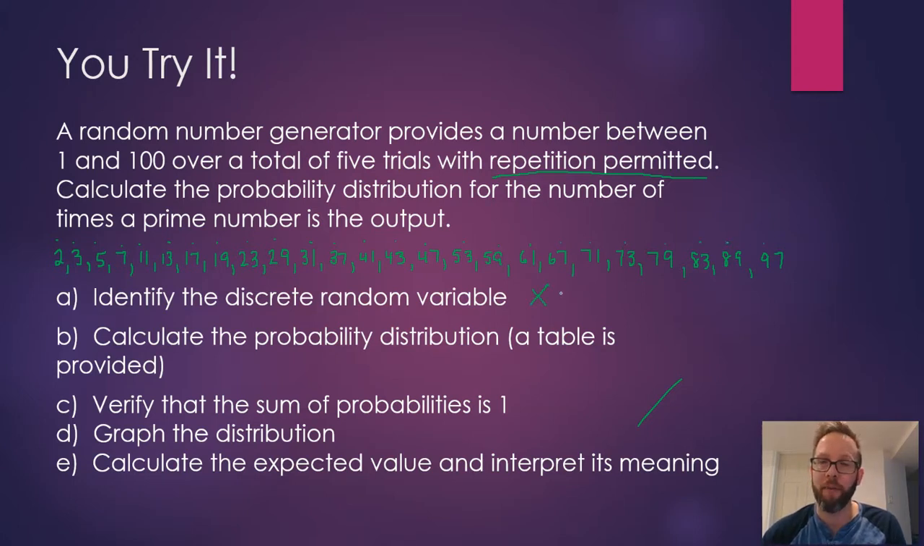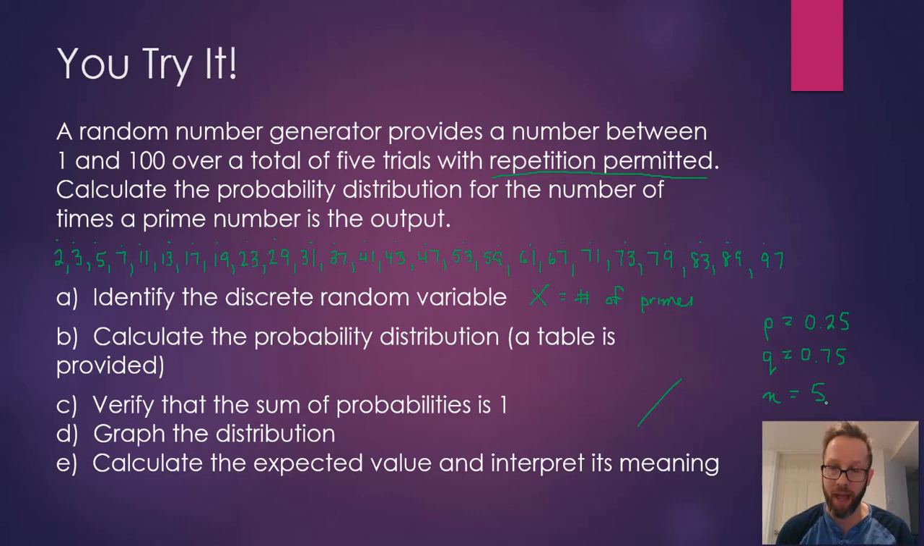So if our discrete random variable is the number of primes, our P is 0.25. 25 out of the 100 are prime numbers. So you get a nice, decent value for P, which would make our value for Q 0.75. And here we are randomly generating 5 numbers. So there's your P, there's your Q, there's your N. You have 6 possibilities: 0, 1, 2, 3, 4, or 5 prime numbers.